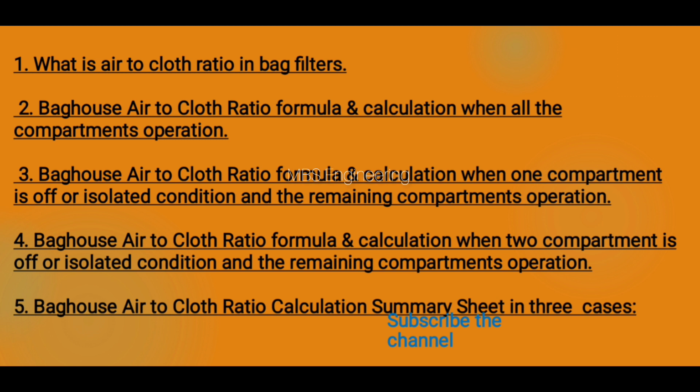First topic 1. What is air to cloth ratio in bag filters? Topic number 2. Baghouse air to cloth ratio formula and calculation when all the compartments are in operation. Topic number 3. Baghouse air to cloth ratio formula and calculation when one compartment is off or isolated and the remaining compartments are in operation. Topic number 4. Baghouse air to cloth ratio formula and calculation when two compartments are off or isolated and the remaining compartments are in operation. Topic number 5. Baghouse air to cloth ratio calculation summary sheet in 3 cases.